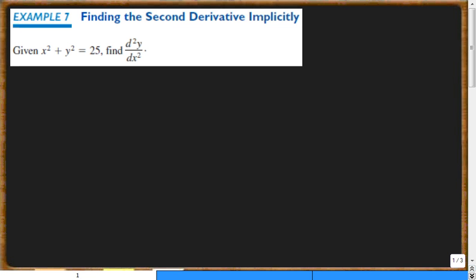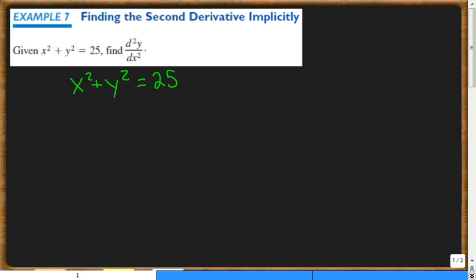Alright, so we're going to start looking at some more advanced implicit differentiation problems. This question asks us, given that x squared plus y squared equals 25, to find the second derivative. So we're going to find dy/dx first, and then differentiate that function to figure out what the second derivative would be.